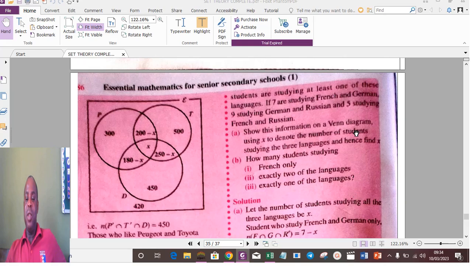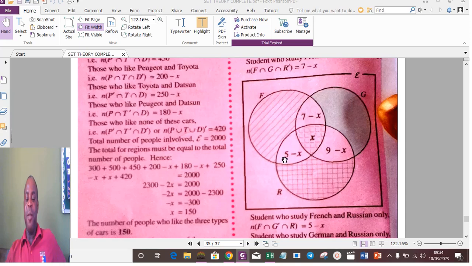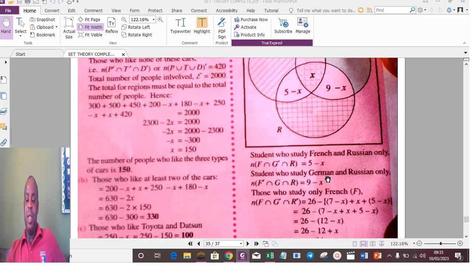And then let's look at the last one. 5 studying French and Russian. This French and Russian, 5 minus S. So for you to get this column, that is 5 minus S. So you know we have not gotten French only, we have not gotten German only, we have not gotten Russian only. So that is about that.